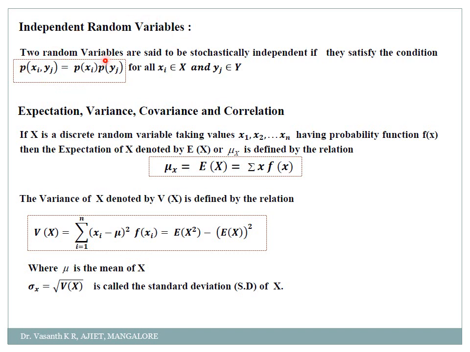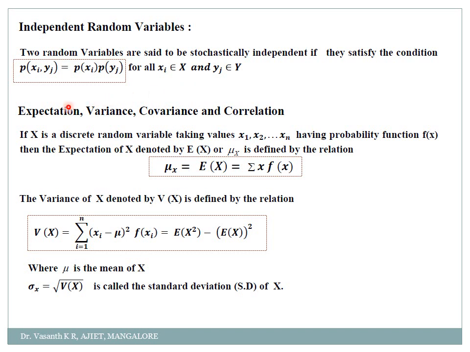Especially this point is very important: independent random variables. Two random variables are said to be stochastically independent if they satisfy the condition that the probability of xi comma yj is equal to the probability of xi into the probability of yj. Here xi is one random variable and yj is another random variable, correct? They are stochastically independent if the probability of xi yj, that is j of i comma j, is equal to the probability of xi into the probability of yj. When I start with the problem, you'll get an idea, don't worry.